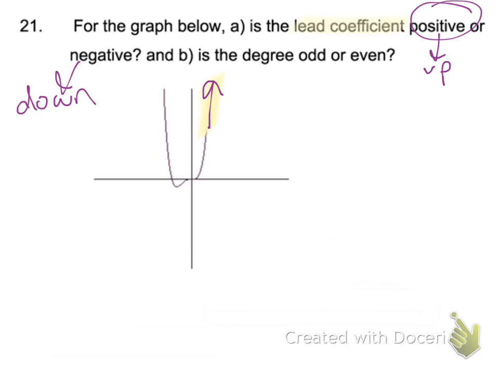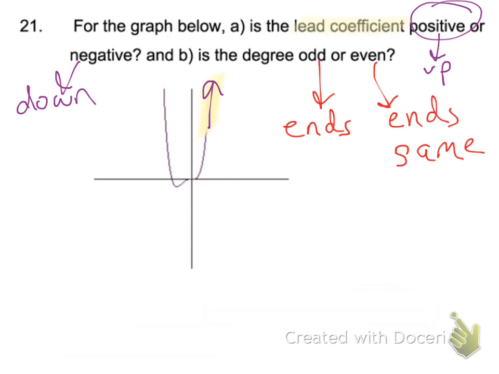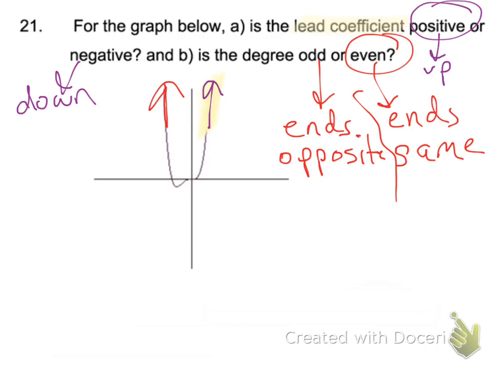They're also going to ask you, is the degree even or odd? If the degree is even, the ends go in the same direction. If it's odd, the ends go in opposite directions. When I look at my other end here, it's going in the same direction, so mine has to be even. Okay, I'm about to erase all this, so if you need to write it down, please pause the video and then replay when you're ready to go.